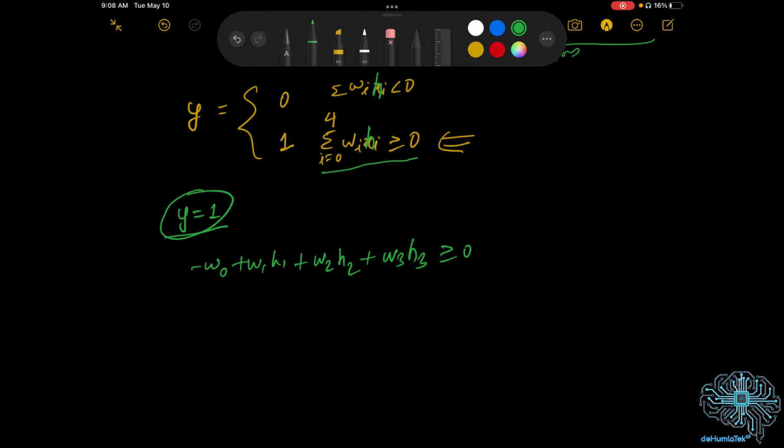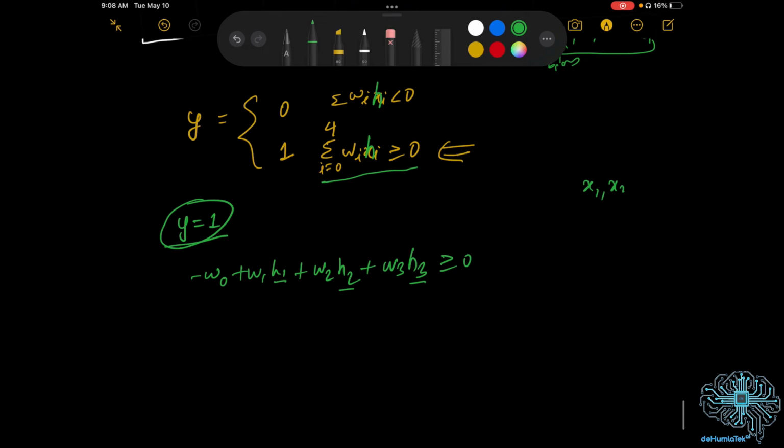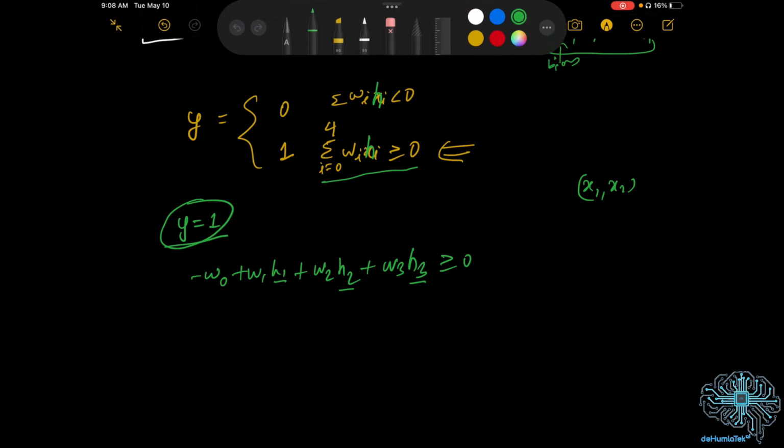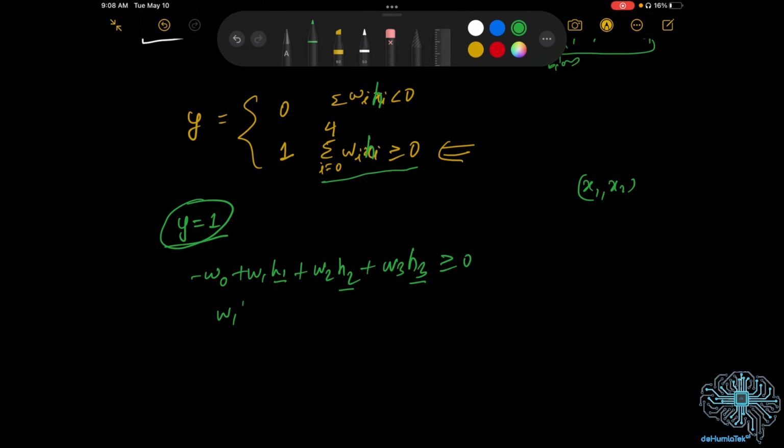Okay, these are still the hidden states, so we don't know them, because we just want to get some equation in terms of X, X1 and X2. So we can send this W0 to the other side, so that's going to be W1 H1 plus W. Okay, I think there's one more missing, so that should be W4 H4 is greater than or equal to 0.